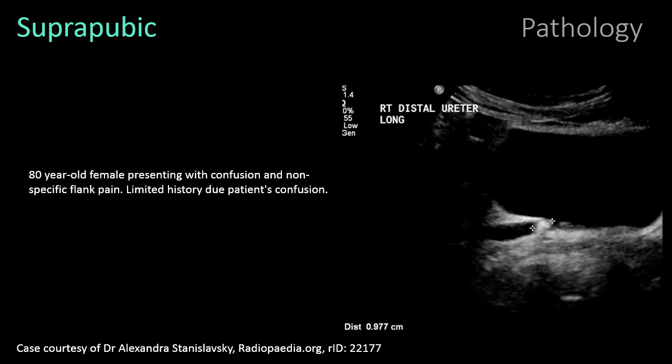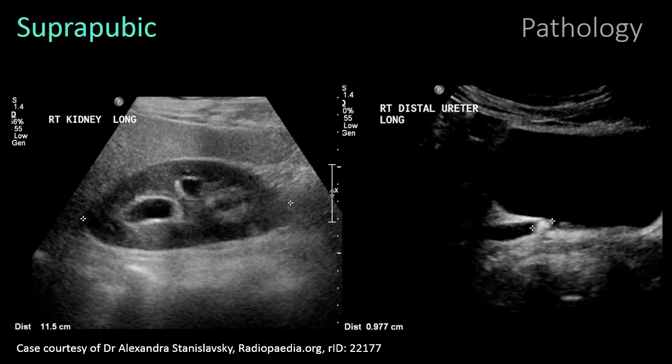This is a case where an 80-year-old woman presents with confusion and non-specific flank pain, and it's hard to get a good history from her because of her confusion. But when you point an ultrasound probe down into her pelvis, you see a stone obstructing the right distal ureter, and you can see some fluid back up behind the stone. And if you take a look at the right kidney on this lady, you will see some hydronephrosis.